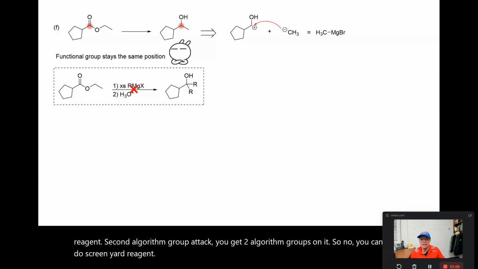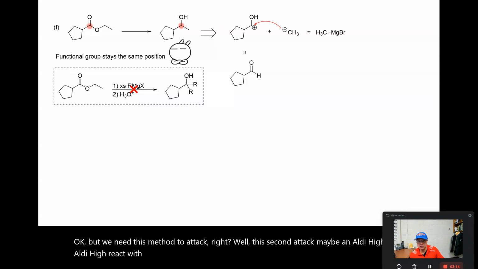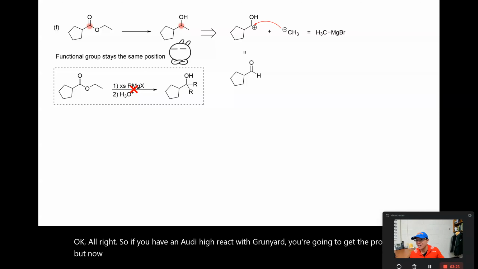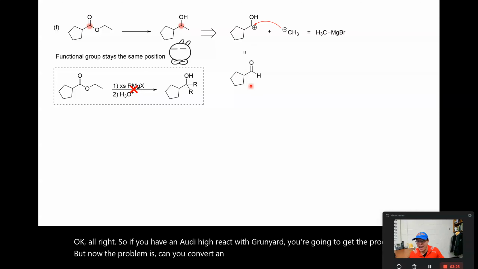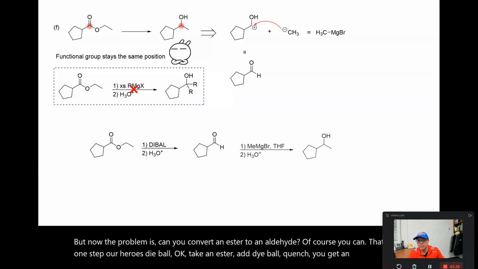But we need this methyl to attack. Well, this guy can attack. Maybe an aldehyde reacts with the Grignard reagent once. If you have an aldehyde react with a Grignard, you're going to get the product. But now the problem is, can you convert an ester to an aldehyde? Of course you can. That's one step. Our hero, DIBAL. Take an ester, add DIBAL, quench, you get an aldehyde. From the aldehyde, bam, the product right there.